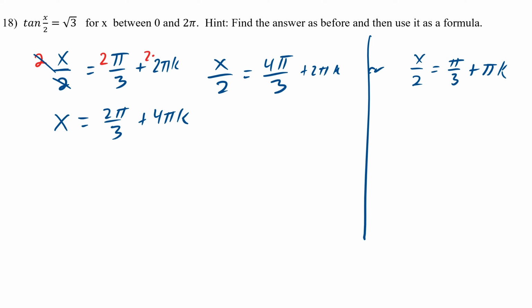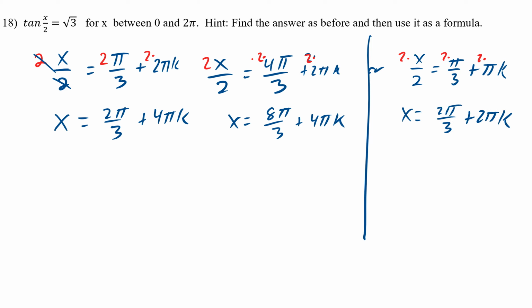And then by multiplying this one by 2, we end up with x equals 8 pi over 3 plus 4 pi k. We'll put the times 2 up here, put that in red. So that's 2 times 2 is 4, 2 times 2 is 4. Everything has been doubled because it's half here. So it's half as well. And then over here, this would be 2 times, 2 times, 2 times. So you'll see that we get the same thing. This is x equals 2 pi over 3 plus 2 pi k.